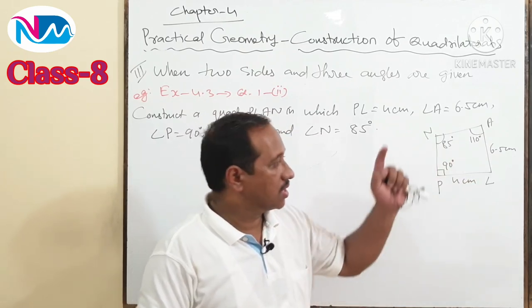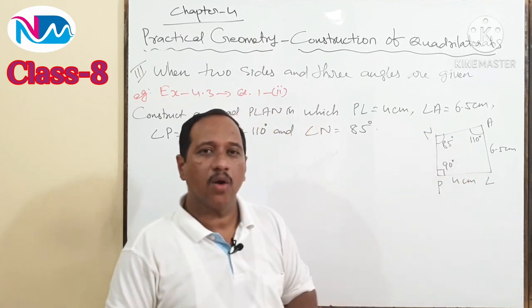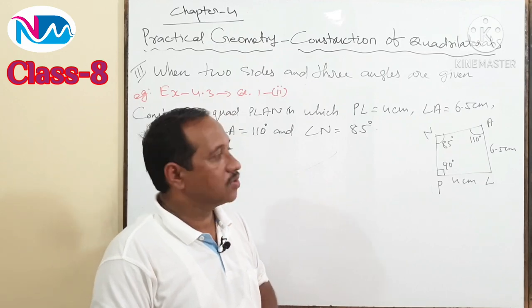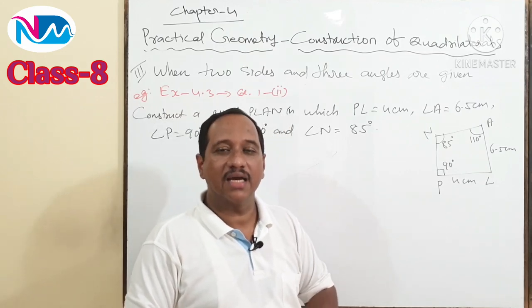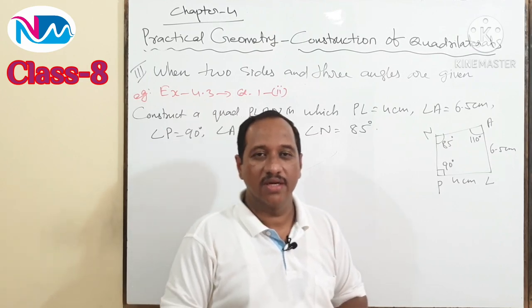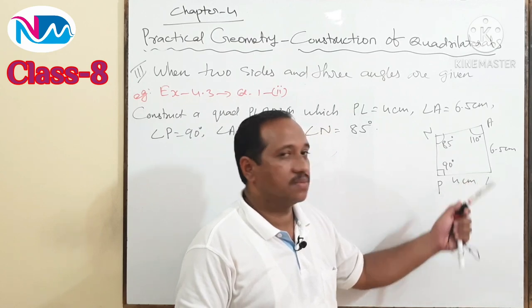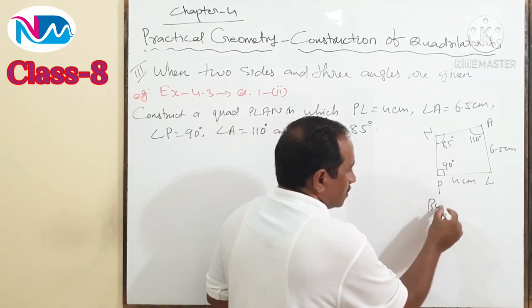So, to complete the construction, we need angle L. How can you find out angle L? You know that the sum of the four angles of a quadrilateral is 360 degrees, that is the angle sum property of a quadrilateral. By using the angle sum property, we can first find the measure of angle L.